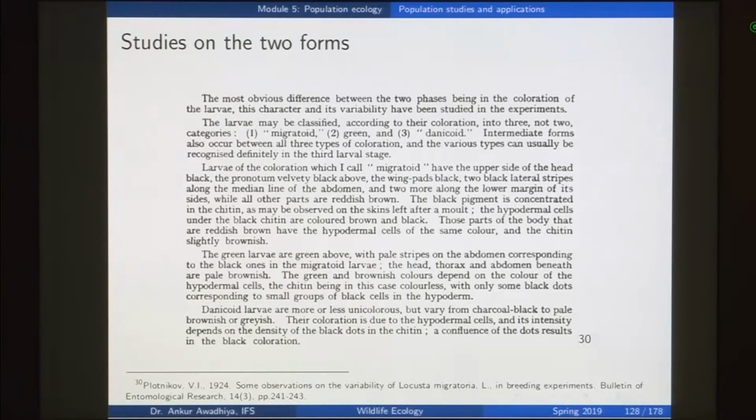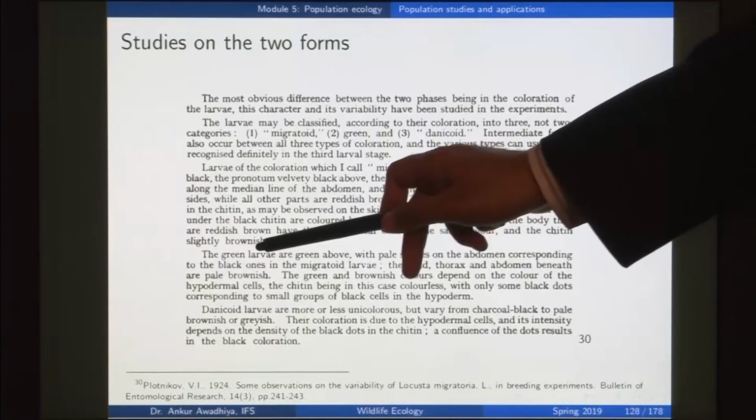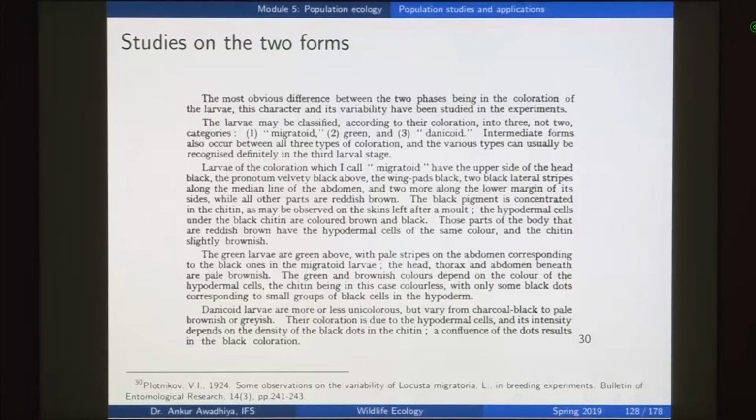Now, as in a number of insects, this particular insect also has a number of larval stages, and the differences can typically be seen in the third larval stage. Larvae of the coloration, which I call migratoid, have the upper side of the head black, the pronotum velvety black below. So, he is essentially describing all these three different varieties. So, you have this migratoid variety, you have the green variety, and you have the danicoid variety.